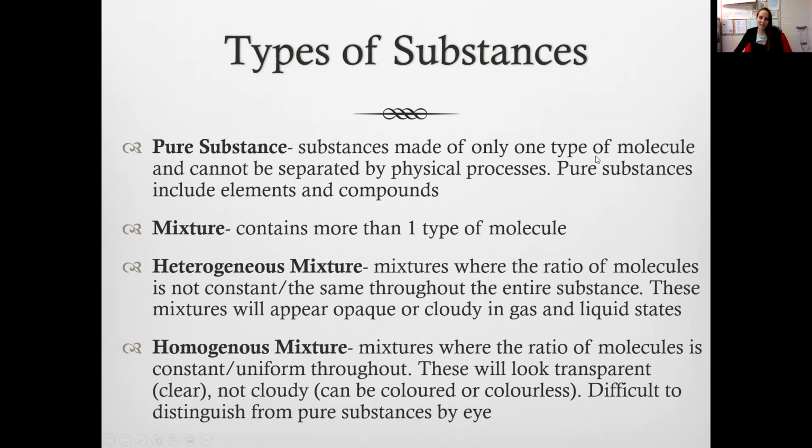So a pure substance is a substance that is made up of only one type of molecule that cannot be separated by physical processes. So it could be separated chemically, just not physically. Pure substances include elements, so anything on the periodic table, but it also includes compounds. So H2O, if it's by itself, if it's pure water, would be a compound.